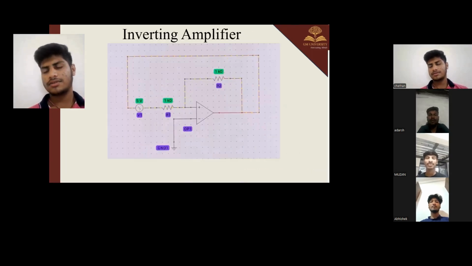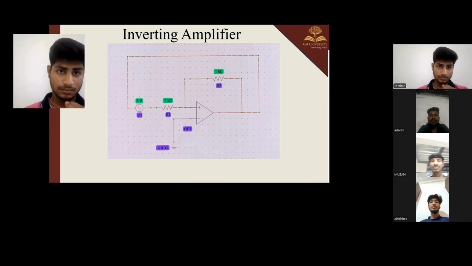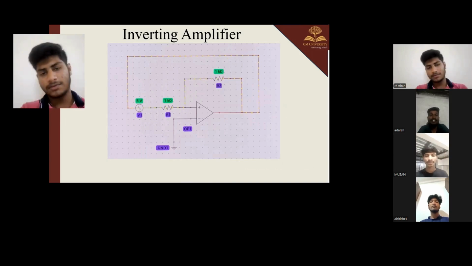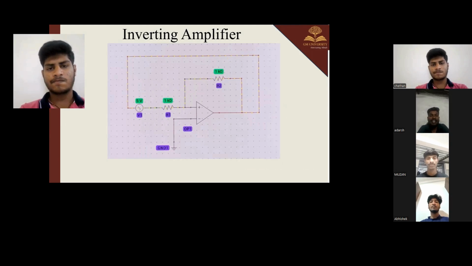Hello everyone, myself Adarsh TS. I am explaining how a BJT acts as a switch. BJT, meaning bipolar junction transistor, is an electronic device that can control current. It has three terminals: base, collector, and emitter.